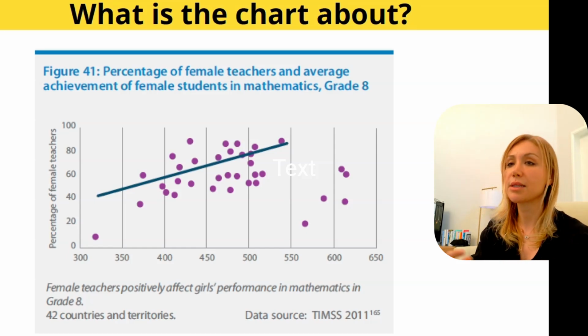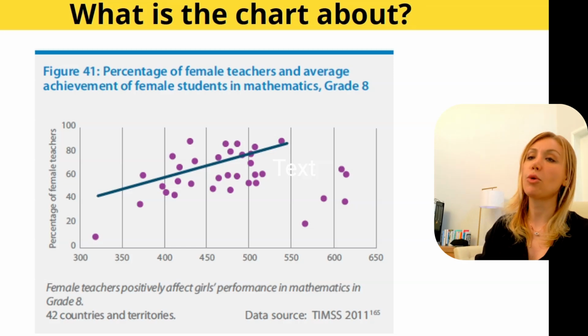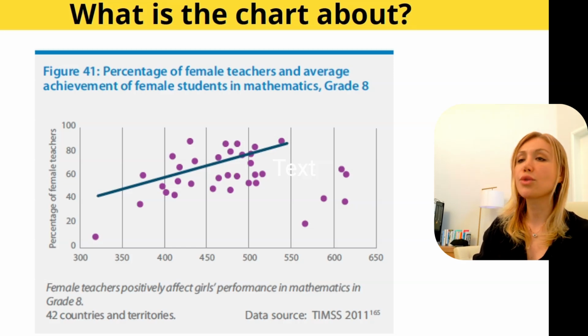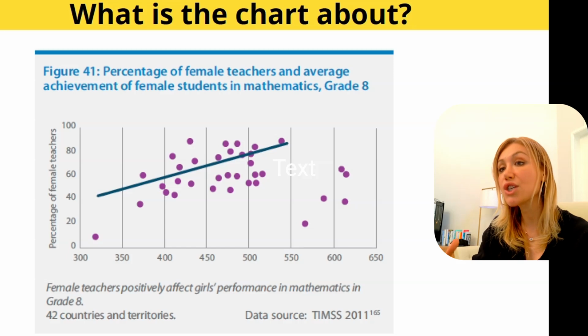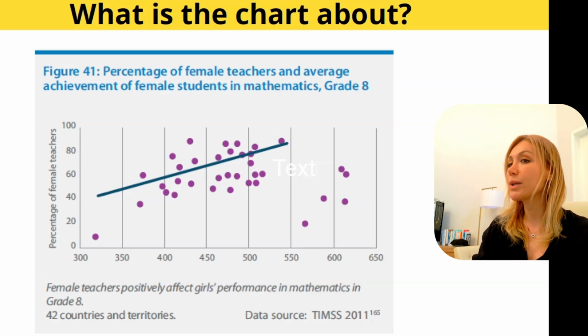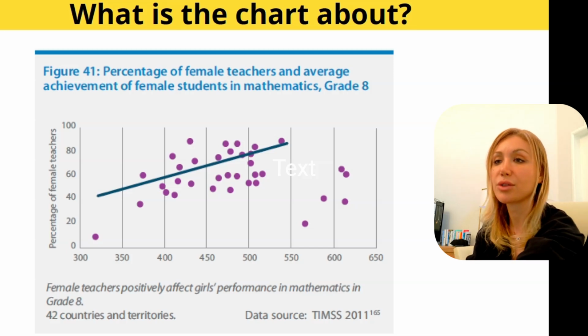Another potential misconception is that this proves representation causes performance. It is also wrong. We may want to believe that, right? But representation may be a proxy for a deeper system feature, and high equity systems may both hire more female teachers and support girls' achievement better. Maybe there's an underlying cause actually.